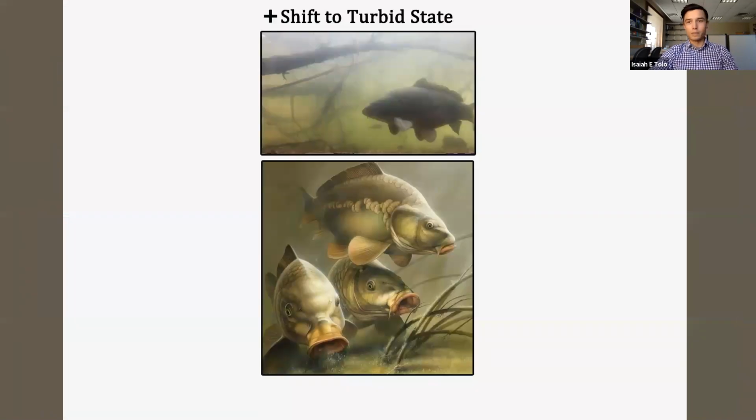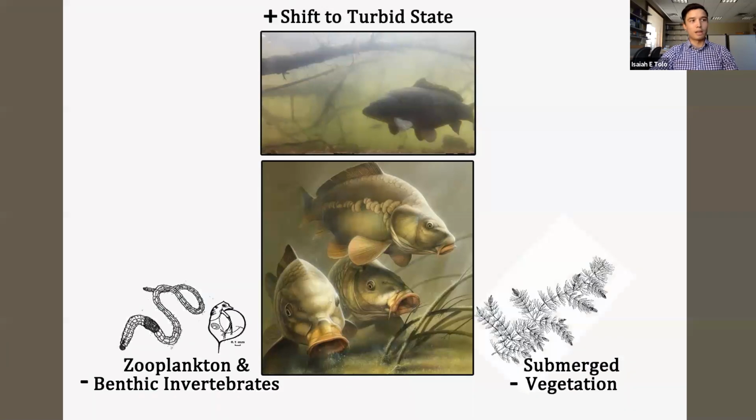So the problem with carp is they cause a shift in shallow lake ecosystems from a clear to a turbid water state. And they do this by bottom-up and top-down effects. Not only do they eat zooplankton and benthic invertebrates that feed on algae, but they also disrupt vegetation, which directly competes with algae.